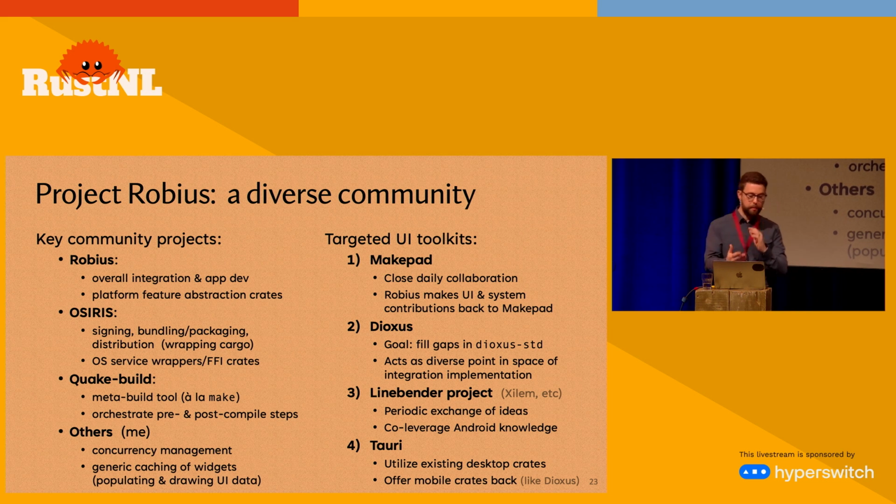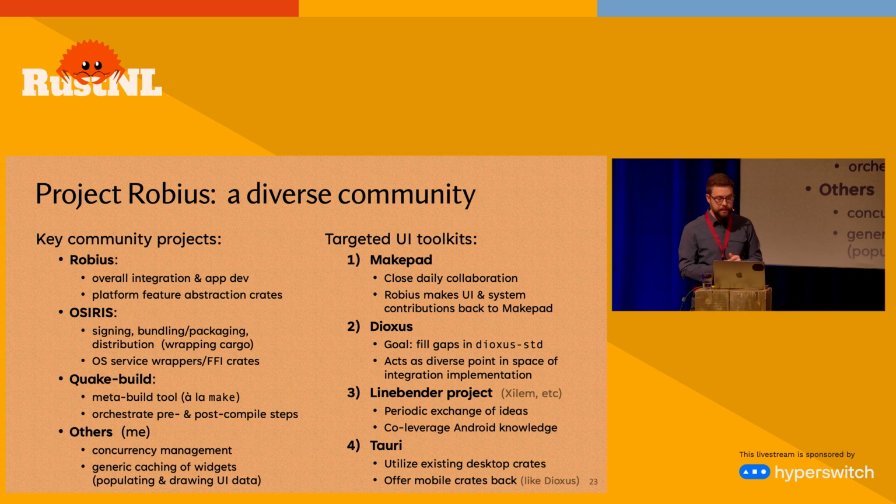We have a meta build project called Quake Build, which is similar in concept to Make, runs on top of the lovely new shell that Sophia has worked on. This is developed by Cassandra. I'm not sure if she's here. But this is a really cool up-and-coming pure Rust build project that we hope to use to drive the top-level build procedures that will actually call Rust. And then there are some other projects I already mentioned, like concurrency and dealing with the mixed forms of async and UI main thread stuff, as well as how to properly cache widgets when you're populating and drawing data that may be expensive to do.